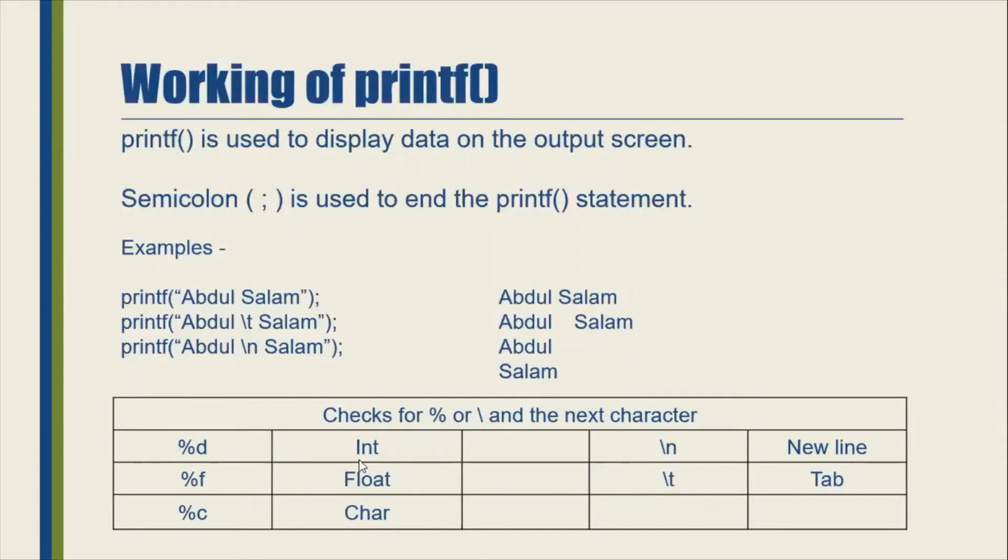Similarly, if I want to print the value of any variable like integer, float or character, I will use the percentage symbol. So %d is used to print an integer value, %f is used to print a float value, and %c is used to print a character value. We will see these examples in the coming slides.